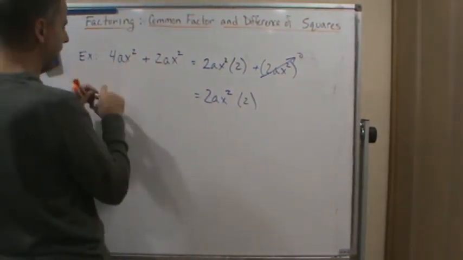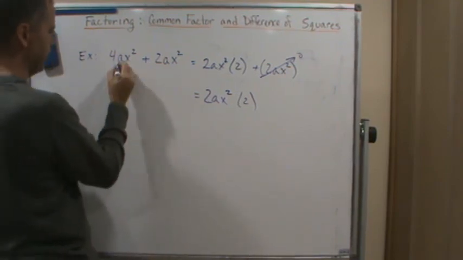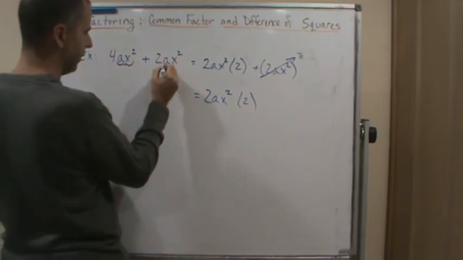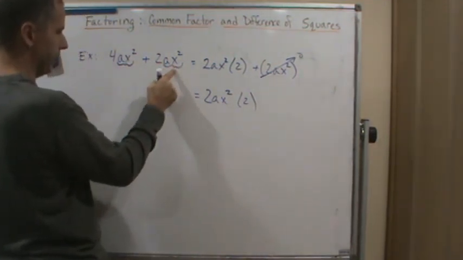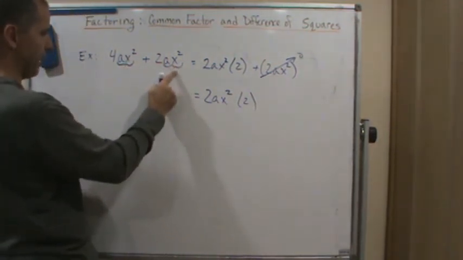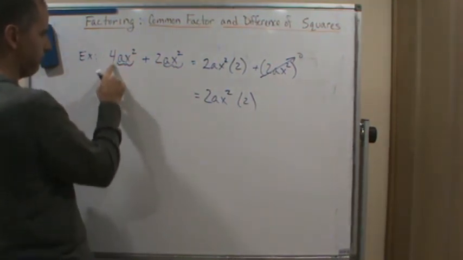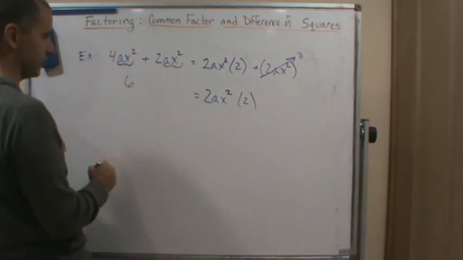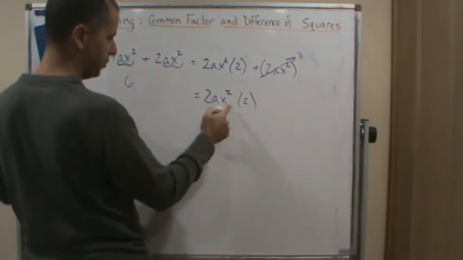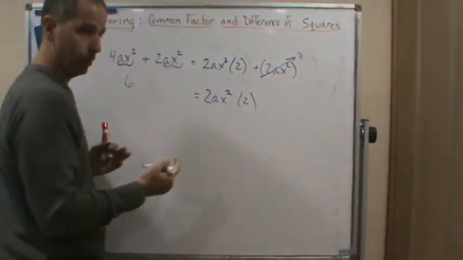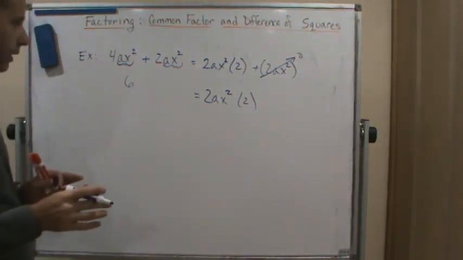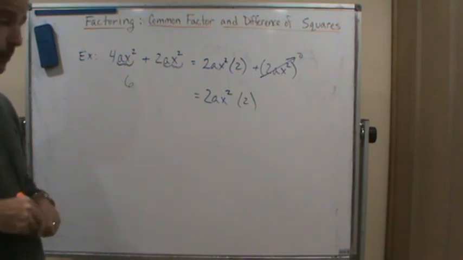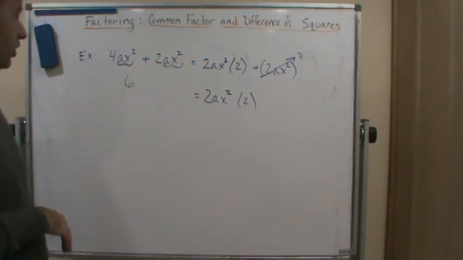Because look at this. If you look at 4ax, I've got 4 of these, and then I've got another 2 of these, right? Let's call these apples and apples. So I've got 4 apples and 2 apples. Well, how many apples should I have? I should have 6. Well, if you do it here, I only get 4, right? So something went wrong. So again, if you're ever in doubt, use the distributive property and you should get back to what you started.